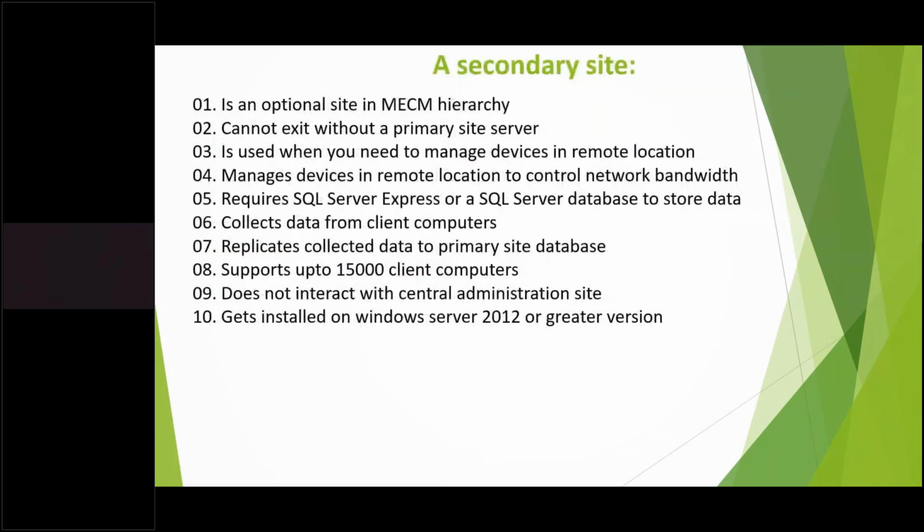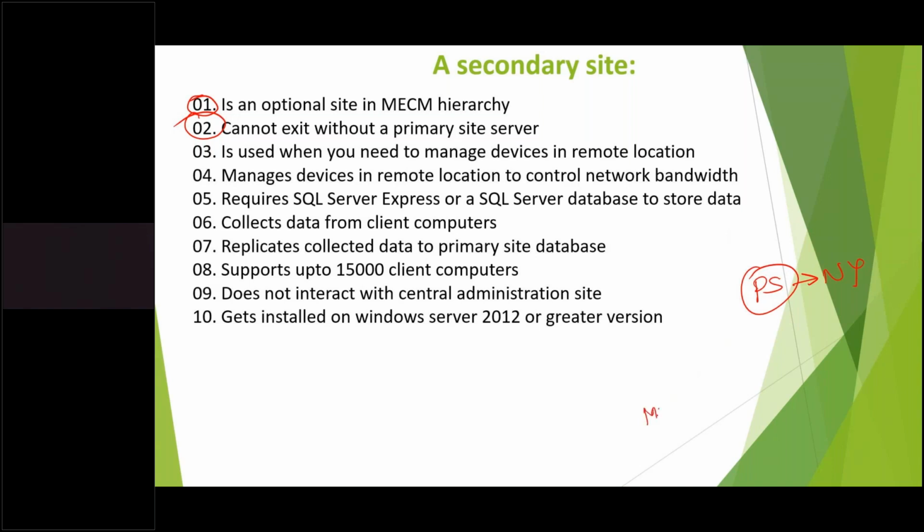Now the secondary site. This is the third site in SCCM. Secondary will be for branch offices. It is an optional site server, not mandatory. Why optional? Because if you don't have a branch office, you don't install a secondary site. It cannot exist without a primary. Suppose you have a primary site in New York. Now if you don't have any other location, you don't install a secondary. If you have another location, then only you install a secondary site.